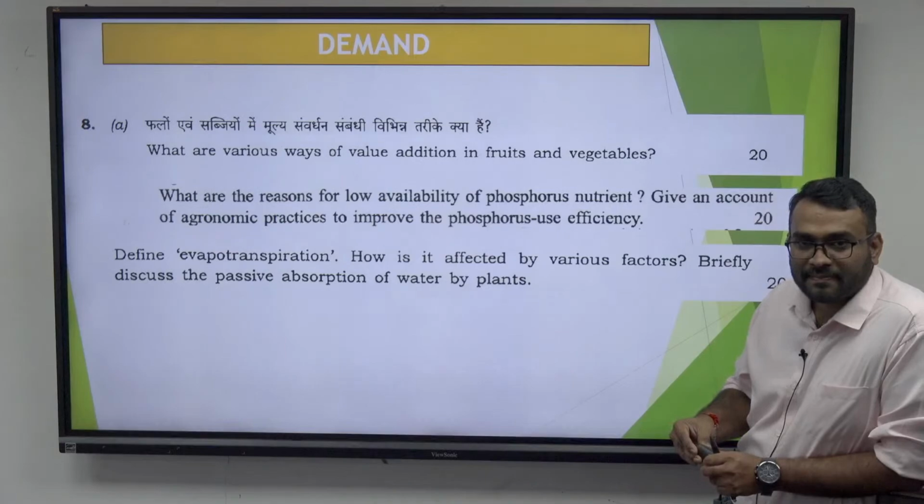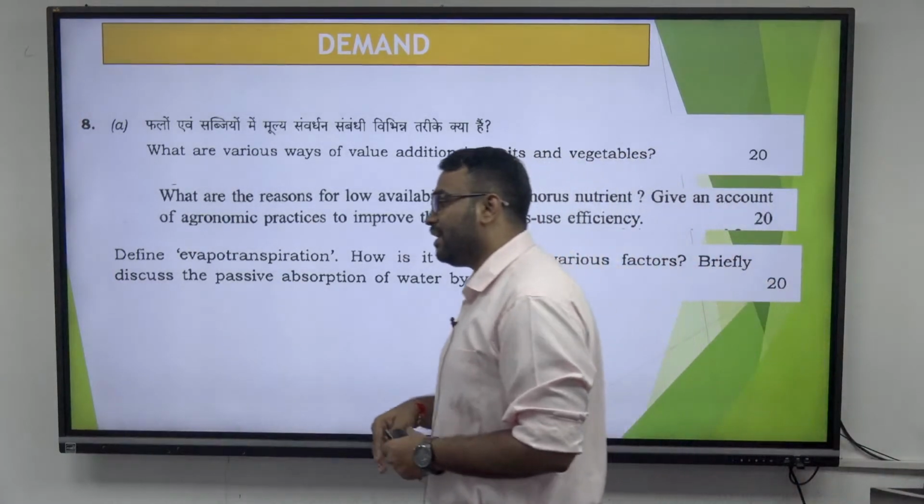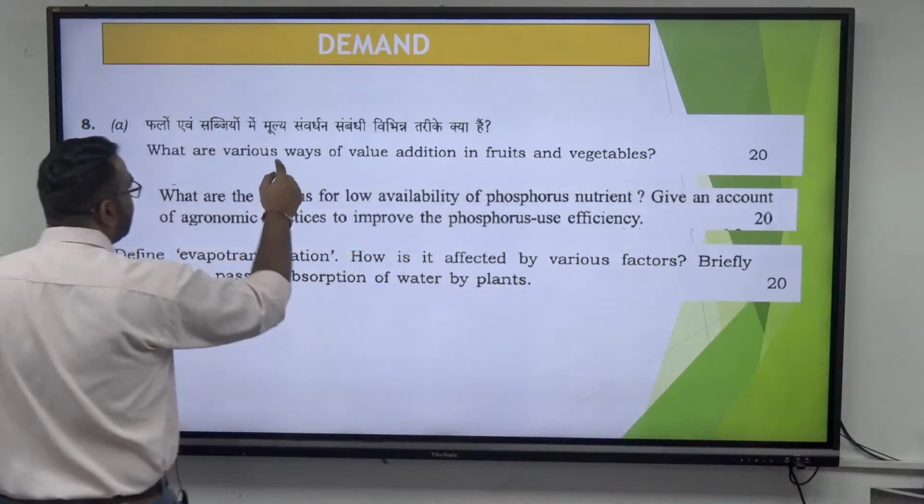It's how to preserve the fruits and vegetables. If you are selling them in the market, it will cost less. But if you add something to those fruits and make a different product, the value of that product will be more. Correct. So here the main focus, or the demand of the question, is that you have to focus on value addition.